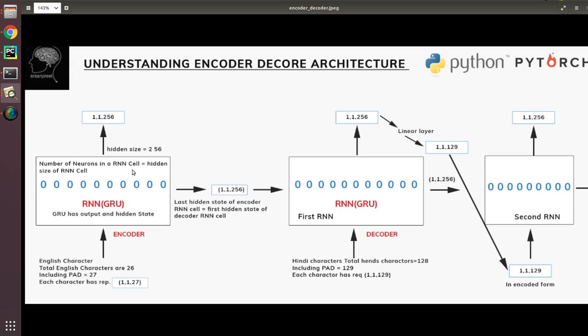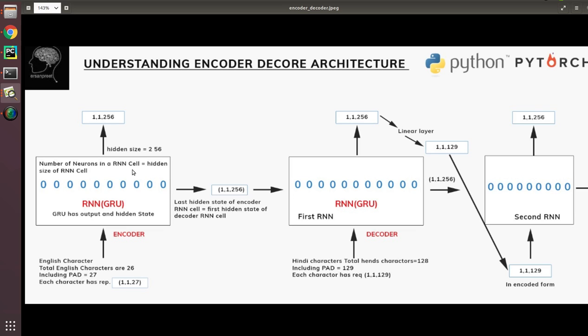The answer came from a lot of research, from Medium articles and research articles: the last hidden state of the encoder is passed as the first hidden state of the decoder. That's what I represent in the diagram. So the last hidden state of the encoder becomes the first hidden state of a decoder cell.